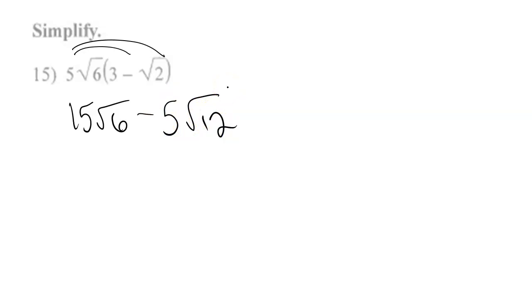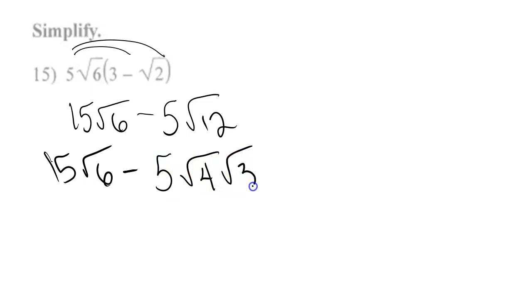Now with this problem, you have to take a look and see if there are any perfect squares hiding here. So the factors of 6 are 1 and 6 and 2 and 3. No perfect squares there. So we're just going to hold that the same right out front. But then when you look at the square root of 12 and you think about the factors of 12, 1 and 12, 2 and 6, and 3 and 4, you recognize that 4 is a perfect square. So we're going to rewrite this square root of 12 as the square root of 4 times the square root of 3.